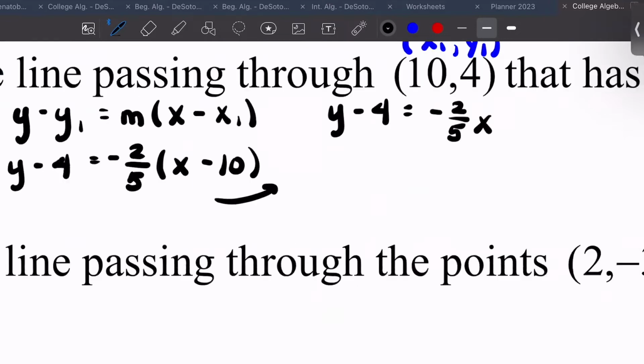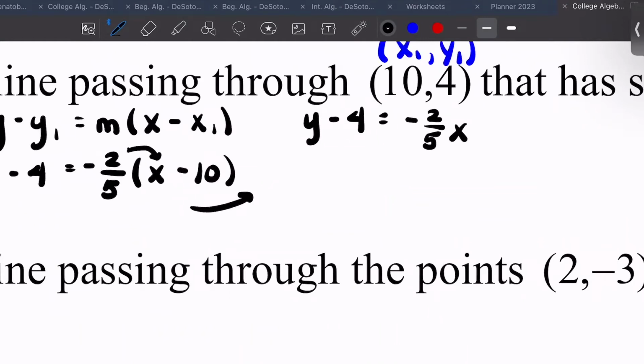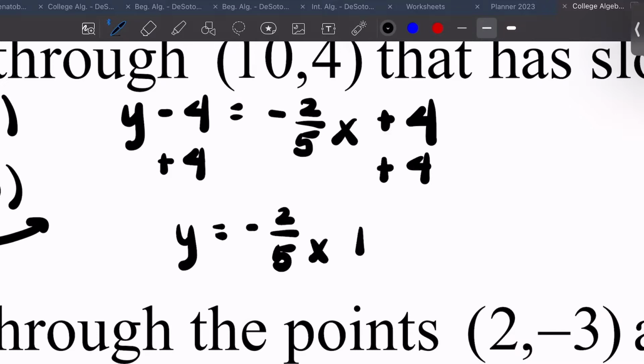And you have, here, I'll write it out. We're doing this. And then we have negative 2/5 times negative 10. So we're going to have plus 20 over 5, right? 2 times 10 is 20, over 5 gives you 4. Okay, you have a calculator, so that shouldn't have rocked your world too much. And now we're going to solve for y. And we get that y equals negative 2/5 x plus 8.